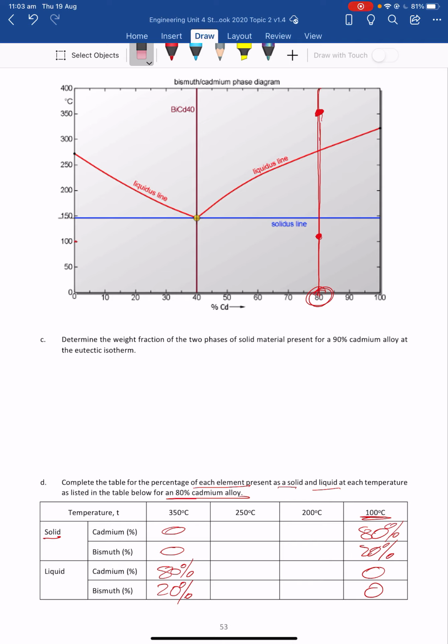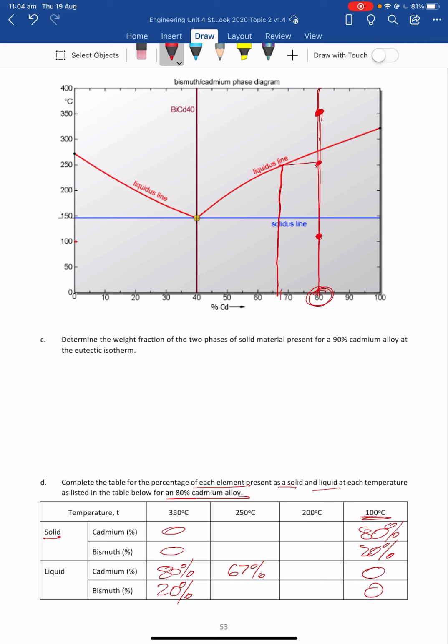There's the ones in the middle that are a bit trickier. For these ones, we just have to use our liquidus line like we've always done. So for the 250 mark, we go over here, this is the cadmium liquidus line, and we come down and we see that's about 66%. I've probably drawn that a little bit skew, so let's call it 67% cadmium. So at 250, the liquid phase is going to have about 67% cadmium.